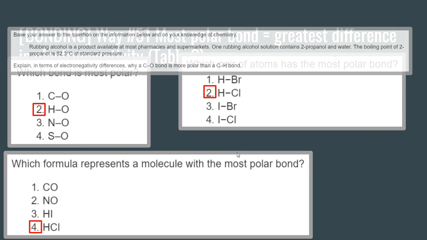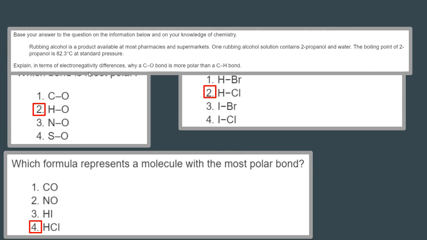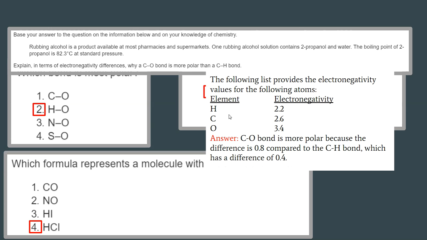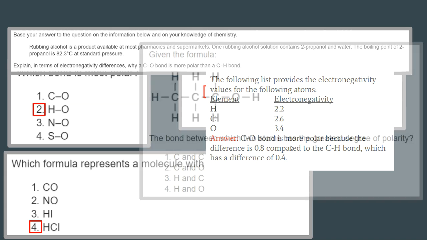Next problem. Explain in terms of electronegativity differences why a CO bond is more polar than a CH bond. Looking at the electronegativity values of H, C, and O, you'll find that the CO bond is more polar simply because the difference is 0.8 compared to the CH bond, which has a difference of 0.4. Here we have 3.4 minus 2.6 between C and O, and here we have 2.6 minus 2.2, which will give you 0.4.